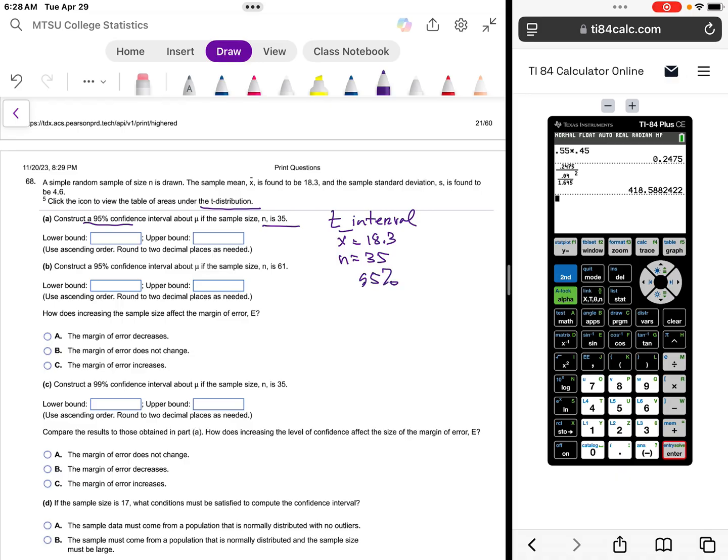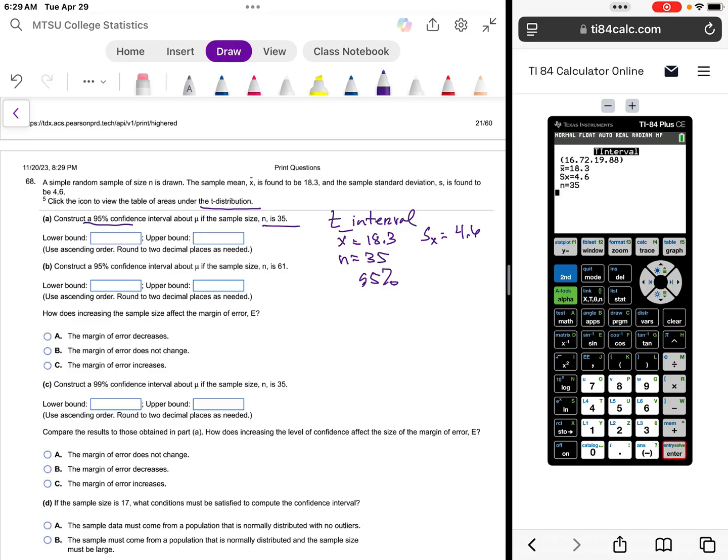So that would just be hit stat, go over to test. T interval is option number 8. And we're doing statistics. We didn't get a list of numbers, so we're doing the statistics branch of it. And then I get to start typing in 18.3. Did they tell me a standard deviation? They sure did. Sx. I forgot to write that down. Their s is what Sx is on the calculator for the TI-84, 4.6. So 4.6. My sample size is 35. And again, a 95% confidence interval, so I can leave that alone.